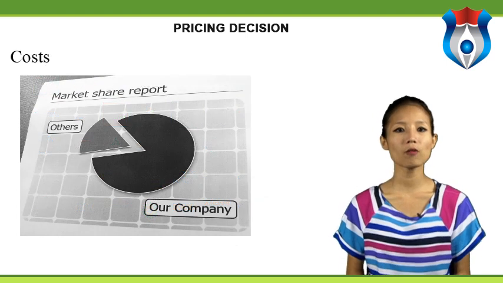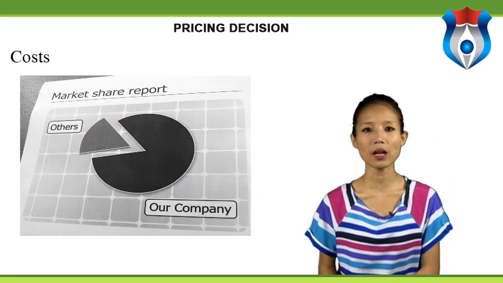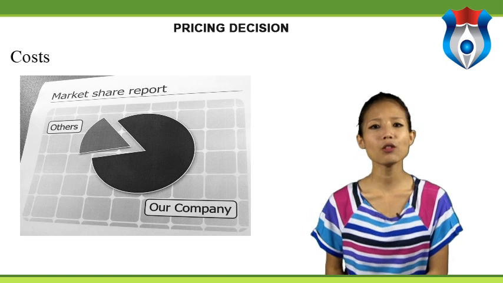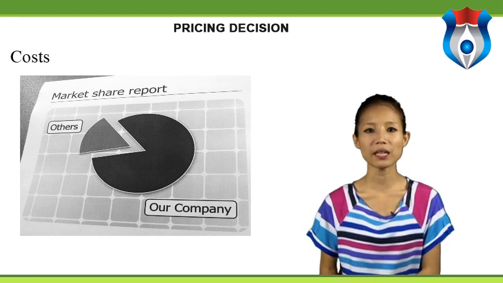Cost. Costs influence prices because they affect supply. The lower the cost relative to the price, the greater the quantity of product the company is willing to supply. Now in the end, let us summarize what we have learned in this lecture.